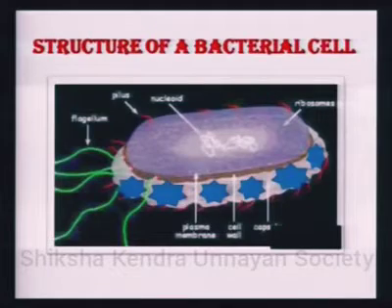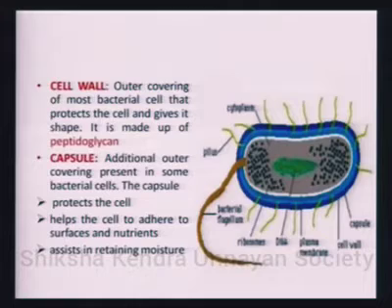As you can see here, this is the structure of the bacterial cell as a whole, where you find that the outer wall of the bacteria consists of a cell wall. The cell wall in the case of bacteria is made up of peptidoglycan. Now this peptidoglycan is absent in plants, because in plants the cell wall is made up of cellulose, whereas in fungi the cell wall is made up of chitin.